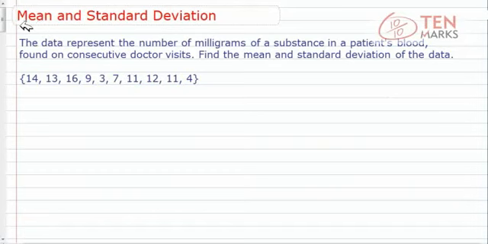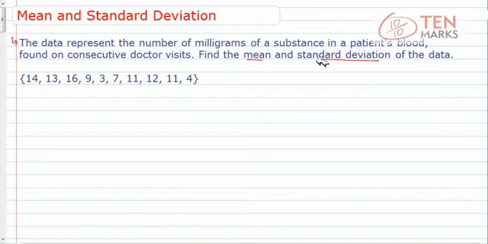In this video lesson, let's learn about mean and standard deviation for data. We have one problem which says the data represents the number of milligrams of a substance in a patient's blood found on consecutive doctor visits. Find the mean and standard deviation of the data.